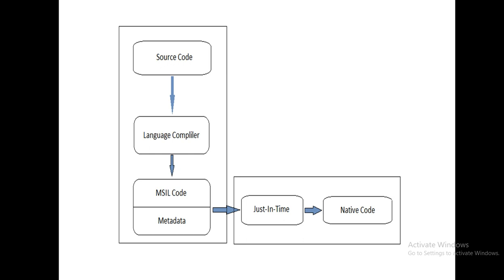So as an example, we consider that C sharp is our programming language. First of all, the source code file, and then in the .NET Framework, .NET gave a specific language compiler which compiles our C sharp language. The language compiler takes the source code and makes MSIL code. We call it MSIL code. You can see here MSIL code.